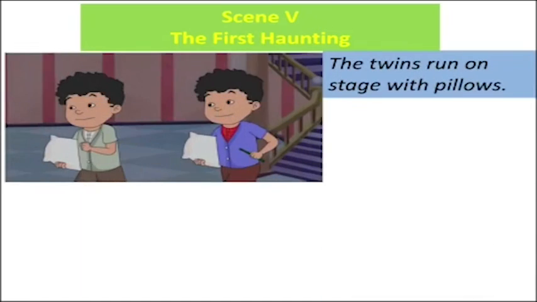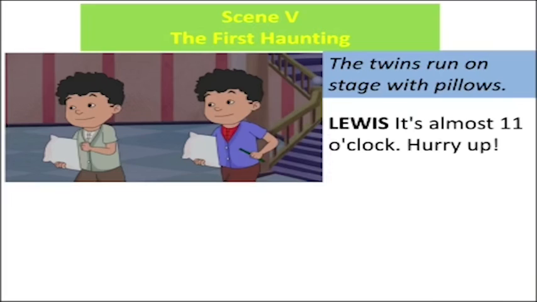Next is scene 5, the first haunting. Right, students? Here let's see what happens in this scene when Sir Simon the ghost comes to the library that night. The twins run on stage with pillows. As planned earlier, the twins Clark and Lois have decided to sleep on the floor in the library to catch Sir Simon the ghost that night.